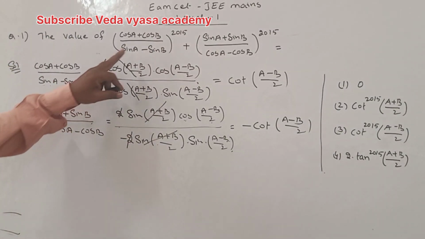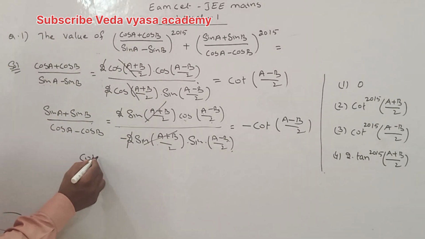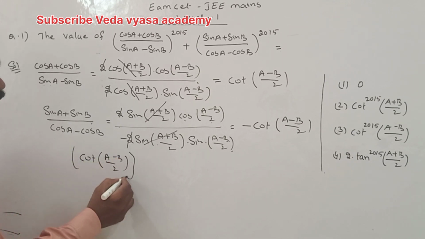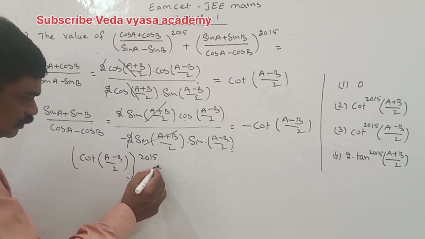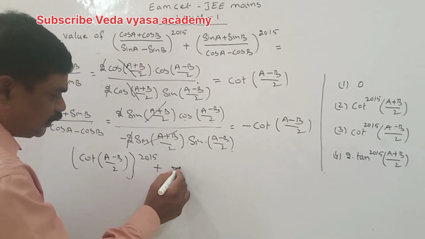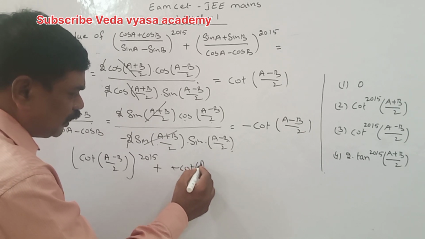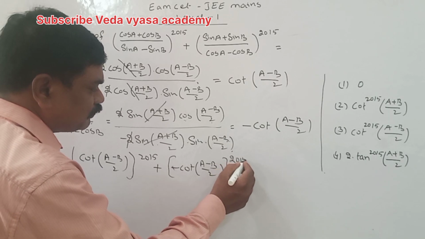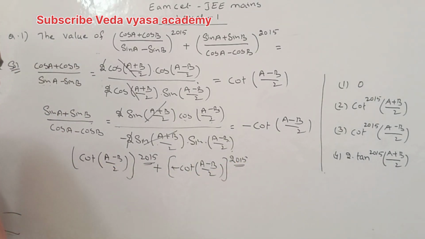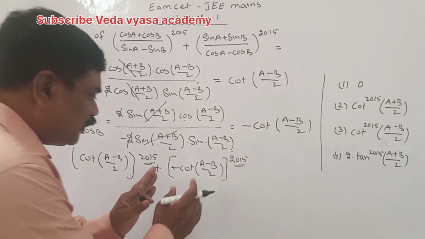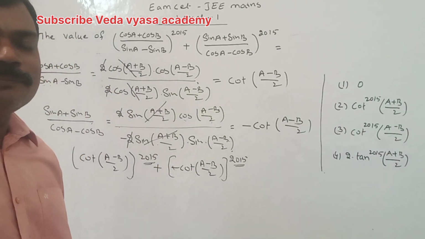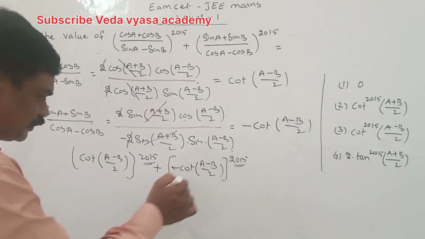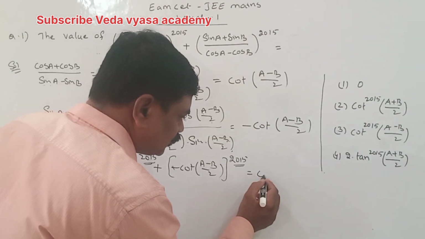You observe here this value: cot of (A-B)/2 whole power 2015 plus minus cot of (A-B)/2 whole power 2015. Here 2015 is an odd number, and minus to the power odd number is minus. So these cancel, and the value is equal to 0.